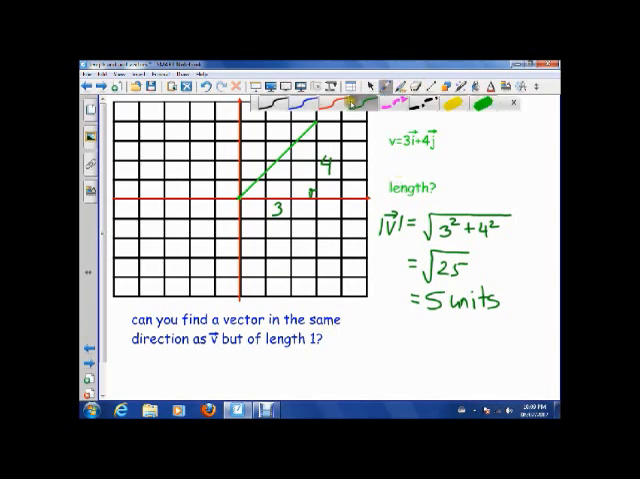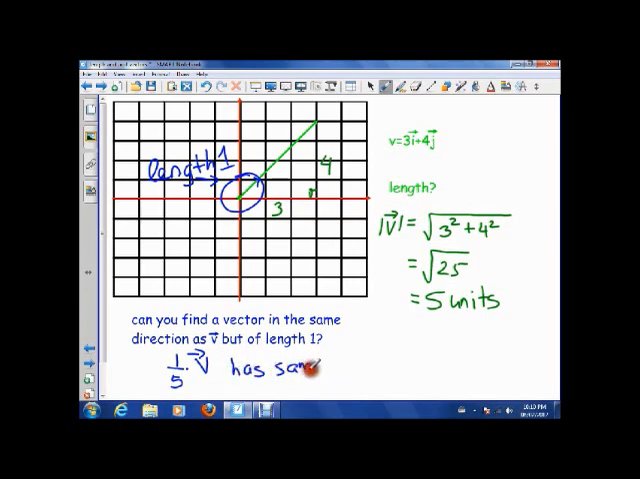All we're going to do is take this vector right here and chop it into 5 pieces. So I'm just going to have to end it right there. Instead of it going all the way there, I'm going to end it there. Now the length is 5, so for it to have length 1, I need to take the old vector v and divide it by 5. I can't divide a vector, but I can definitely multiply it by 1 over 5. So 1/5 of v has the same direction as v, but has length 1.